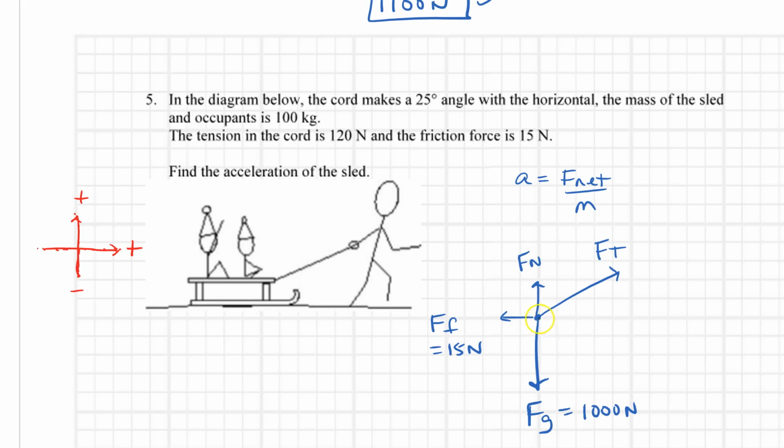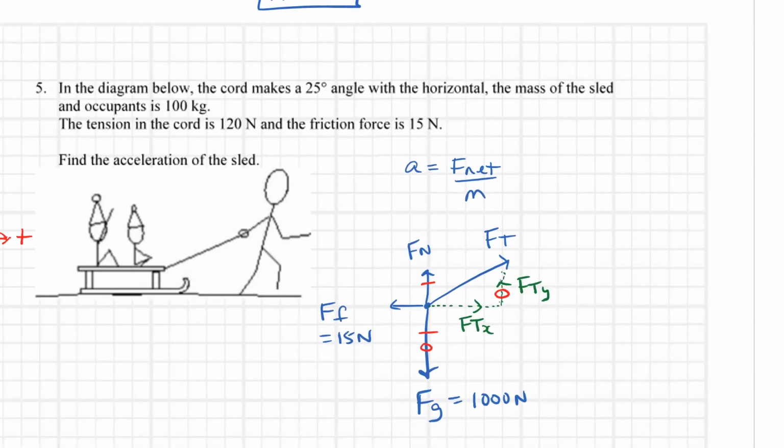Clearly, I need to draw some components here. When I draw this component, this would be in this direction, this would be in that direction. I'll call this one FTx, and this one I'll call FTy. This and this together would be equal to that one. It's not going to be accelerating vertically, but it will be accelerating to the right. So if I make my F net statement, F net is going to be equal to FTx in the positive direction, and Ff is in the minus direction, so I'll put it like that.